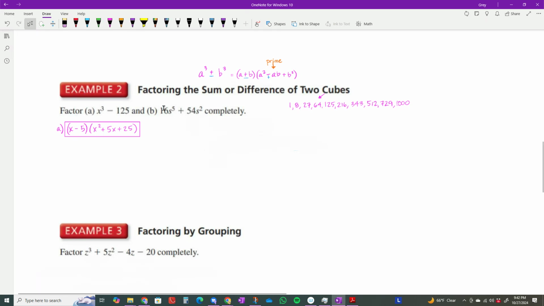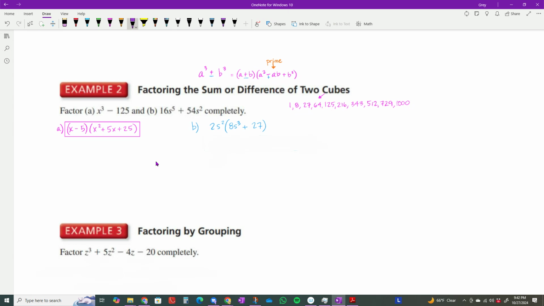Now, when you look at this one, I got 2 terms. And of course, the first thing you're supposed to do is look for GCF. And I do have a GCF. My GCF here is 2s squared. I have a 2s squared, and after I take that out, I'm going to have 2 terms inside, and that's going to leave me with 8s cubed plus 27.